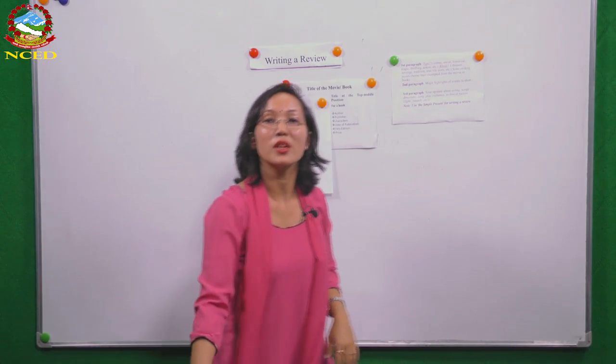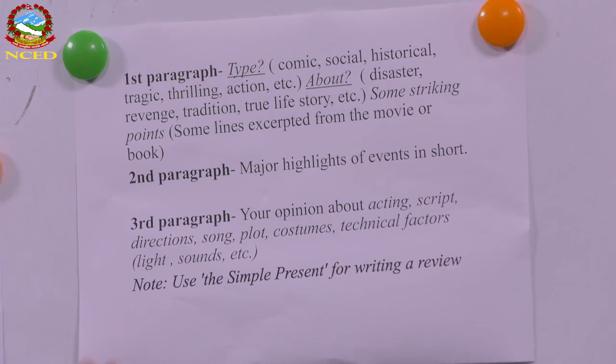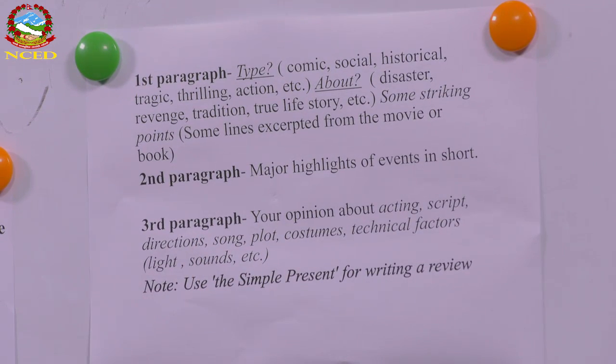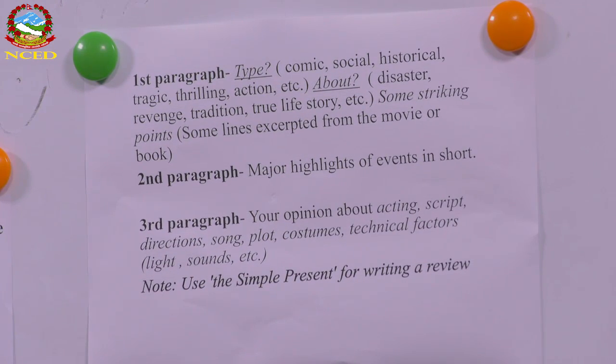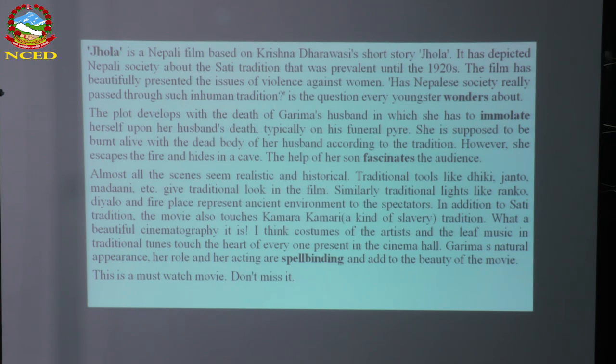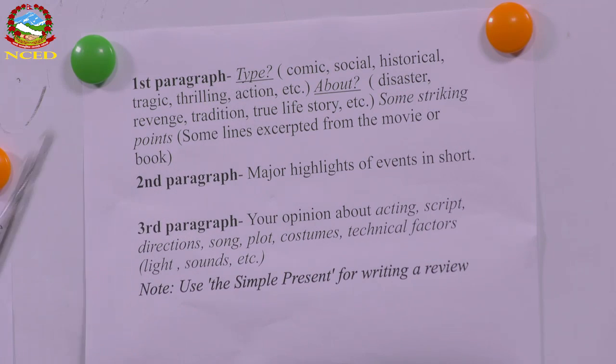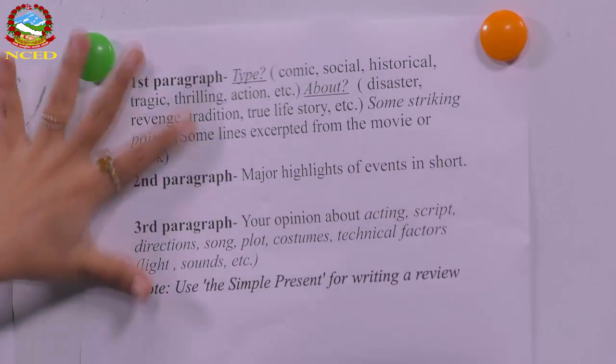We saw a film review developed in 3 paragraphs. So first, Jhola. What is there? Jhola is a Nepali film based on Krishna Dharabasi's short story. It's on the slide, please have a look. Jhola is a Nepali film based on Krishna Dharabasi's short story Jhola. It has depicted Nepali society and mentioned the issues related to violence against women. Is that clear? So in our first paragraph, what do we mention? We mention type.